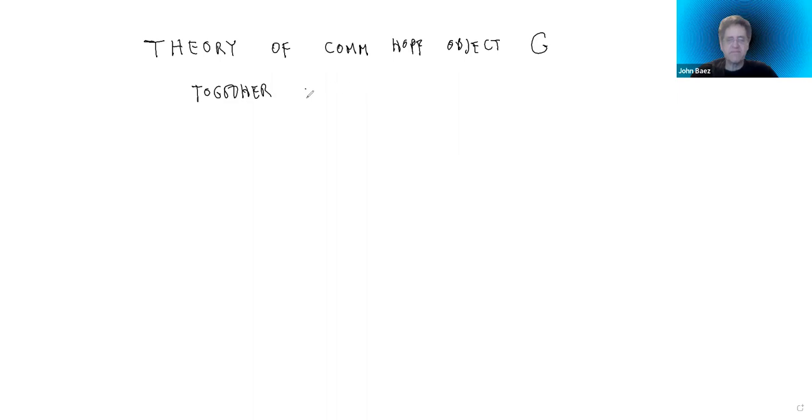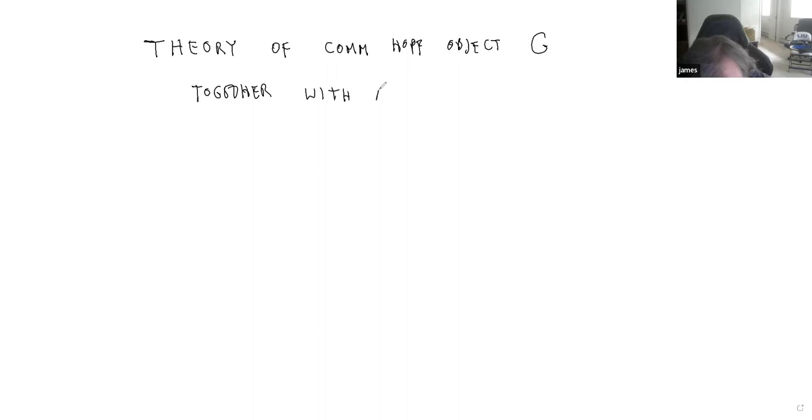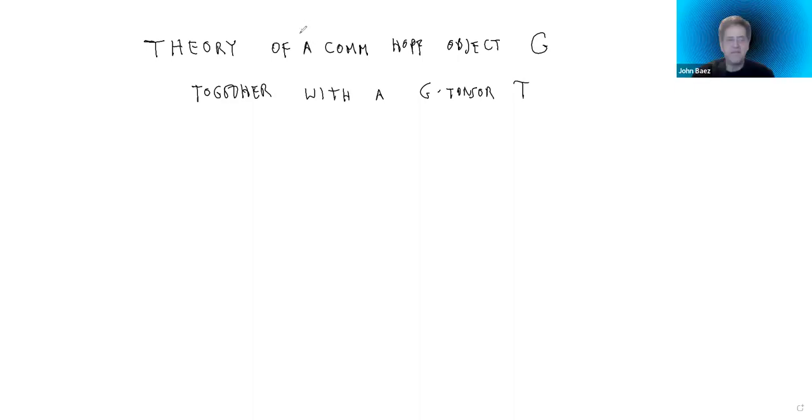Together with, this is very sort of mixed language. Theory of a commutative Hopf object V, that's very algebraic language. And then suddenly I'm saying together with a G torsor T. That's very sloppy language. Well, someday someone will define a torsor for commutative Hopf algebra, and then this will make sense. I do mean something precise. I think it's just the language; I can't think offhand of a better way to say it.